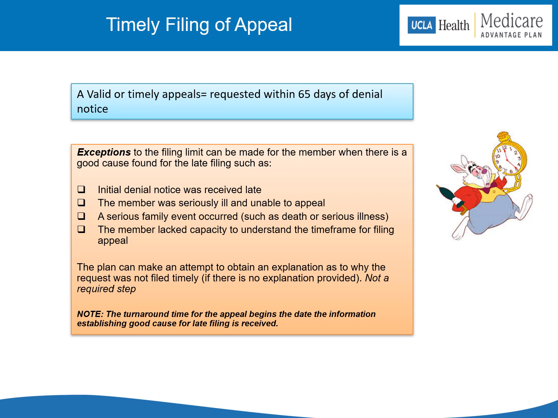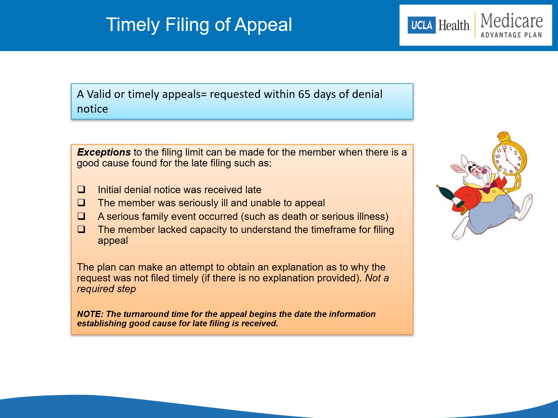Some samples of good cause late findings are: the initial denial notice was received late, the member was seriously ill and unable to appeal, a serious family event occurred, such as a death or a serious illness, or the member lacked capacity to understand the timely filing limits or the timeframes for appeals. Example, a member is hospitalized for 6 months or 3 months and could not get to their mail sooner. We may take that as a good cause finding and execute on that appeal.